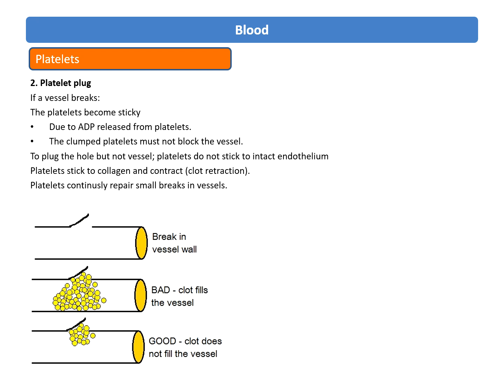The platelets continuously repair small breaks in blood vessels. If platelet levels decrease, petechial hemorrhages result. These are tiny pinpoint areas of bleeding.